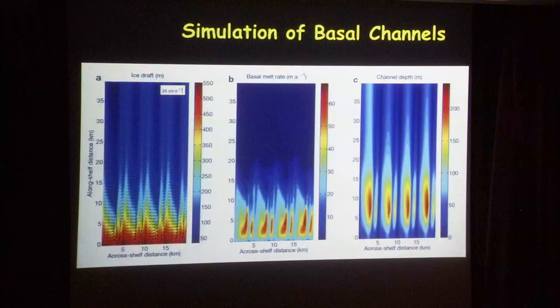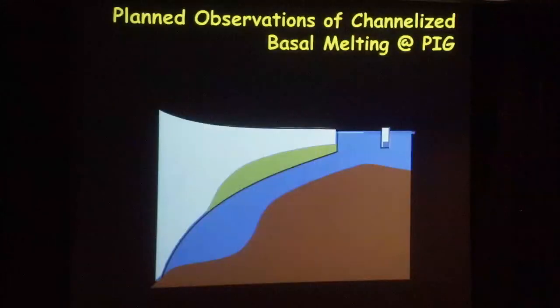What's interesting about channelization at the base of an ice shelf is that it causes an ice shelf to melt less than it would if you didn't have channels. You would think there's more surface area in a channelized surface and it would melt more, but in fact it melts less. That was the modeling work for the Pine Island Glacier.